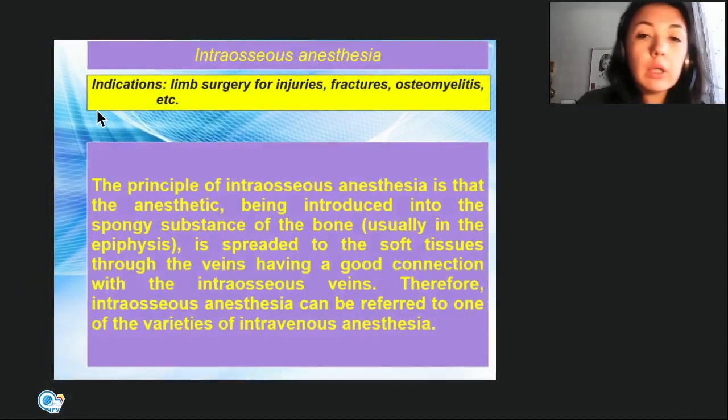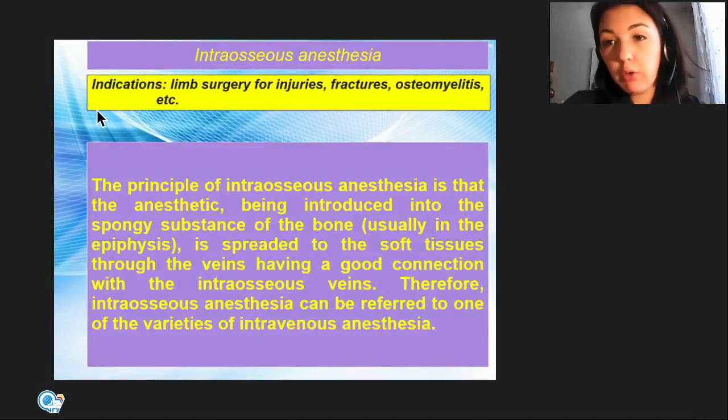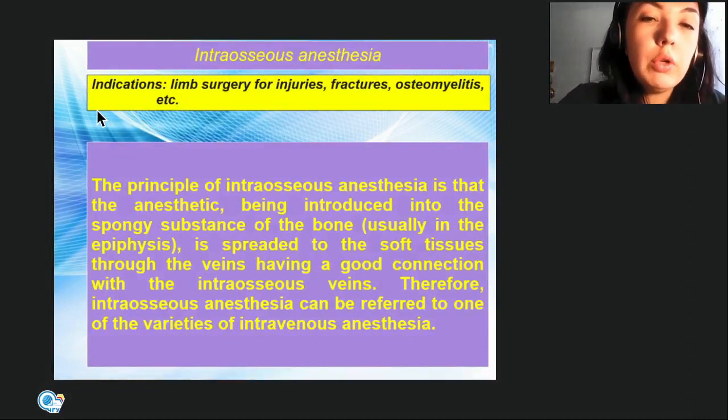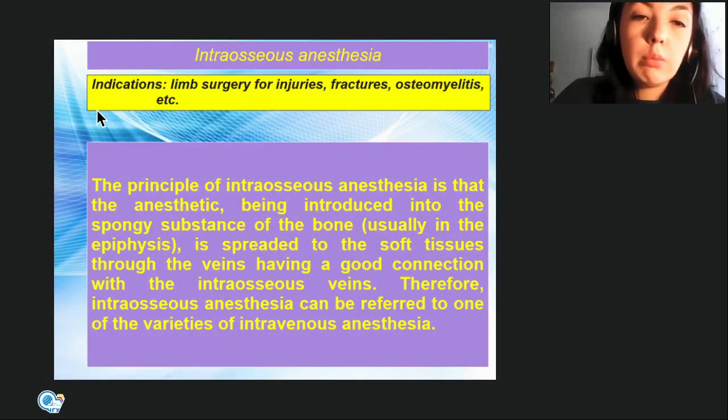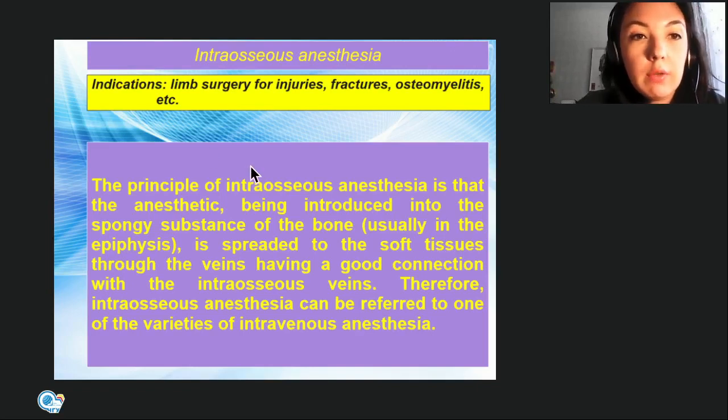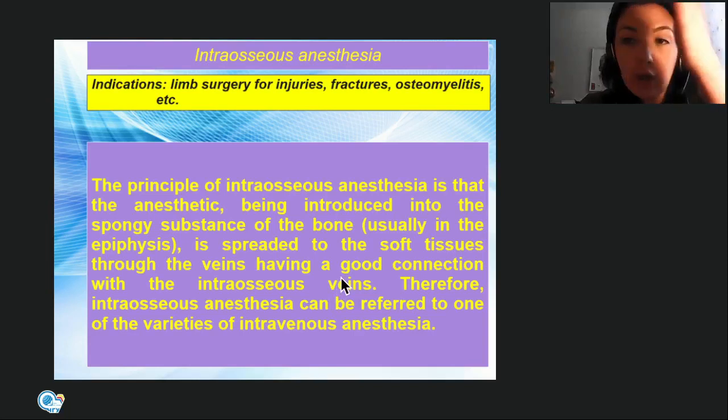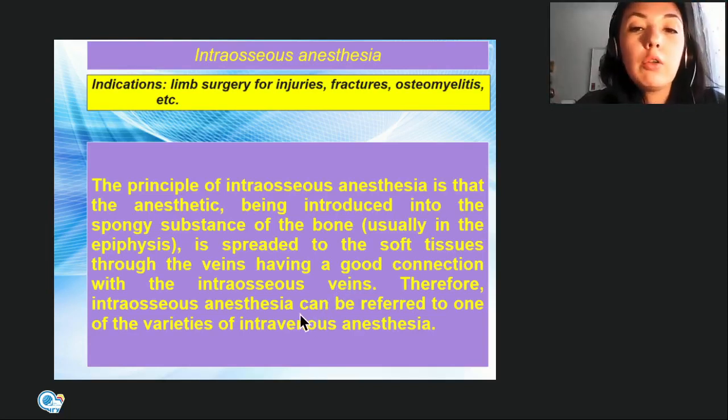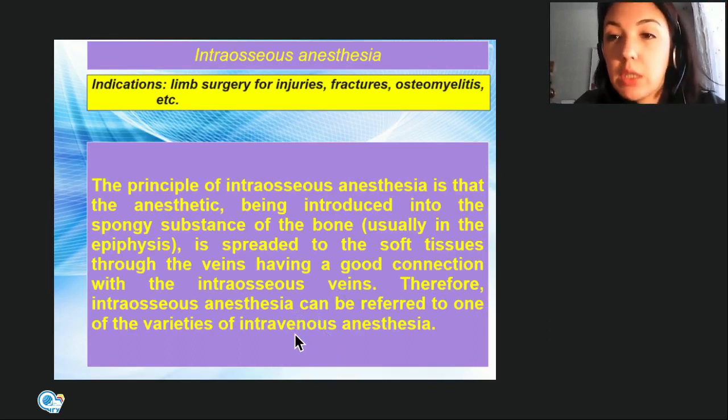Also, we have to say that intraosseous anesthesia is also used in case of limb surgery for injuries, fractures, osteomyelitis. So the principle of intraosseous anesthesia is that the anesthetic, being introduced into the spongy substance of the bone, usually in the epiphysis, is spread to the soft tissue through the veins, having a good connection with the interosseous veins, due to the anastomosis. And that's why intraosseous anesthesia can be referred to one of the varieties of intravenous anesthesia.